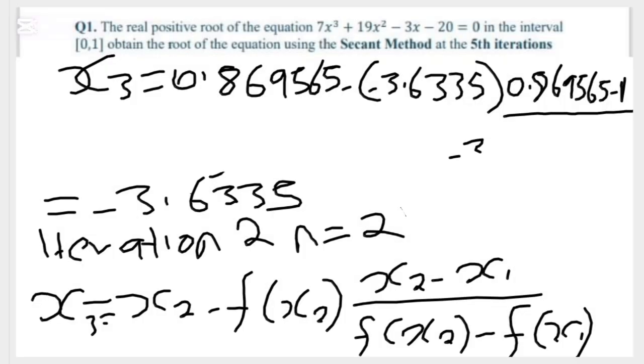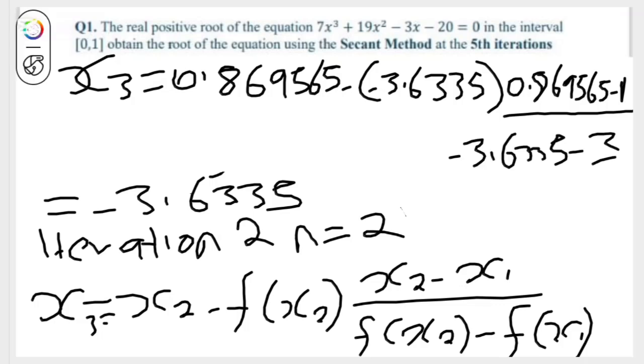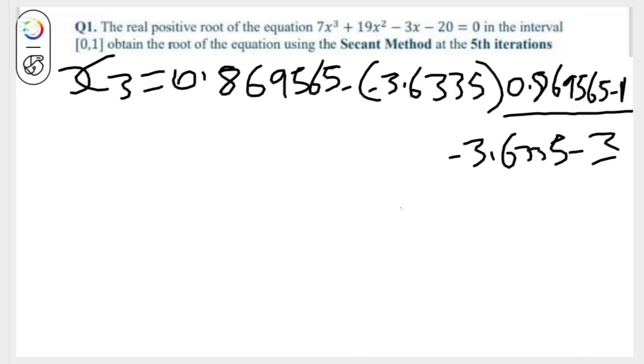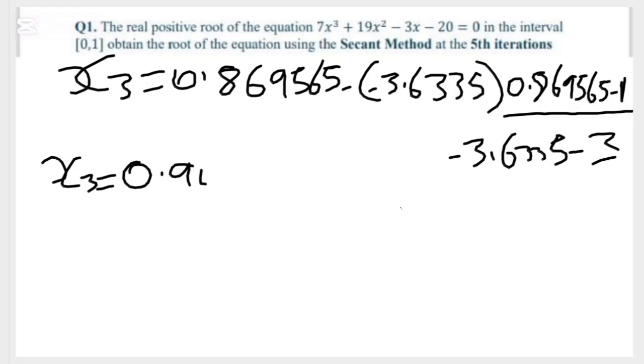So this will now be negative divided by negative 3.635 minus 3. So at the end, my new x3 should now be equal to 0.9409665.